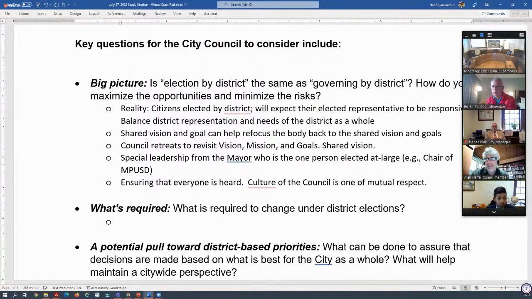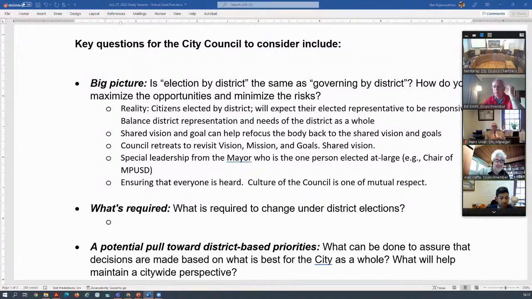I think we can't expect there not to be some push for representatives to strongly advocate for perhaps the unique needs of their district. And then it just becomes a matter of people negotiating and looking at our shared vision and trying to make the best decision that council in the future can make.